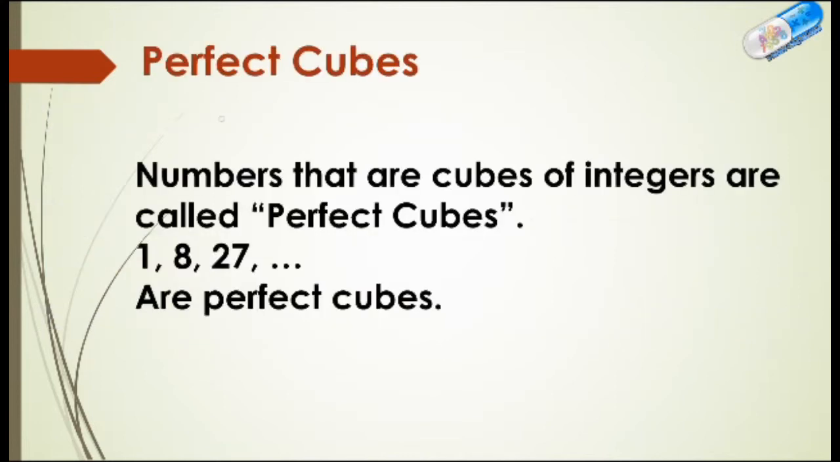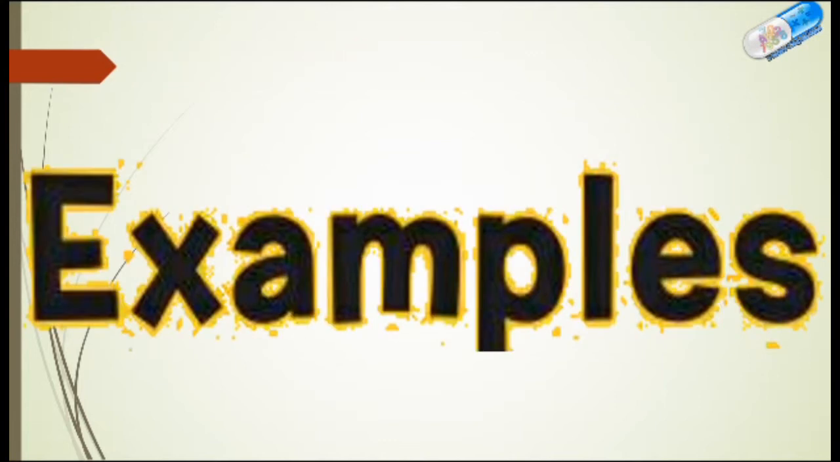We also have perfect cubes. Like the perfect squares, we have perfect cubes, but in that case, the numbers that are cubes of integers are called perfect cubes, like 1, 8, 27, and so on. Why? Because 1 is the cube of 1, 8 is the cube of 2, and 27 is the cube of 3, and we can continue. These are all perfect cubes.